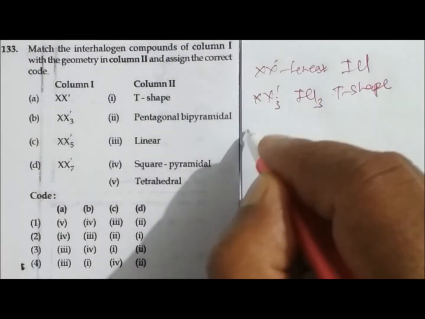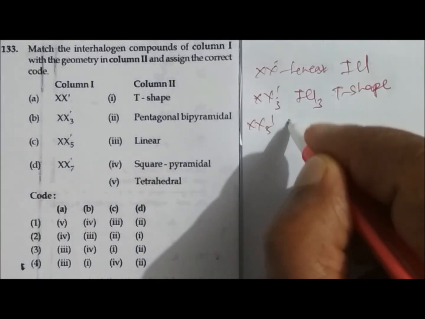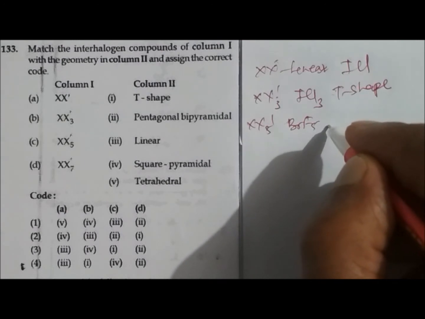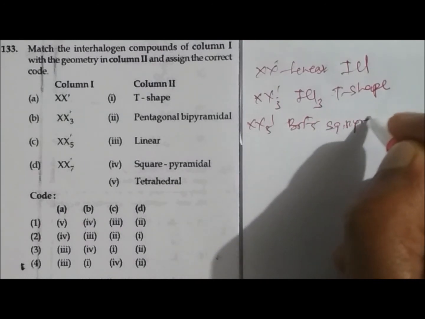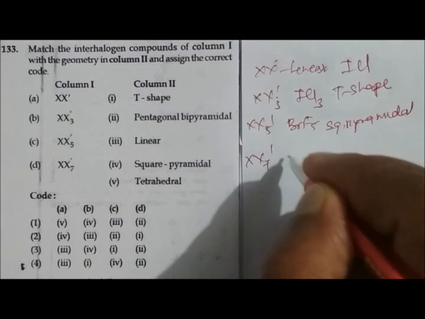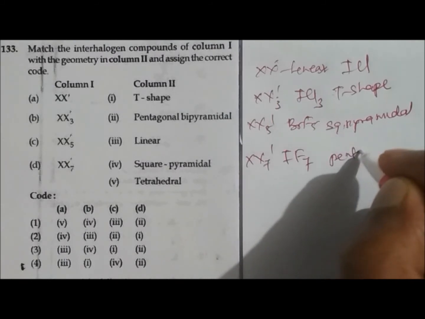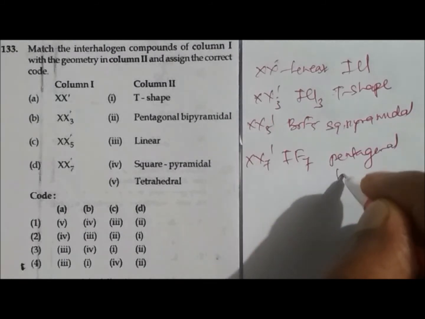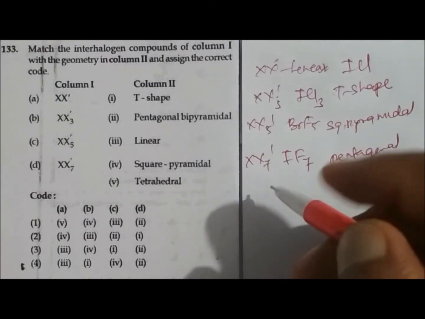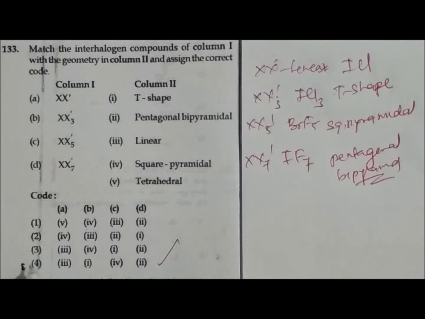Next, if you take XX'5, for example BrF5 or IF5, it forms a square pyramidal structure. And if you take XX'7, IF7 is nothing but pentagonal bipyramidal. So if you see the options, which of the options is correct? This last option is correct.